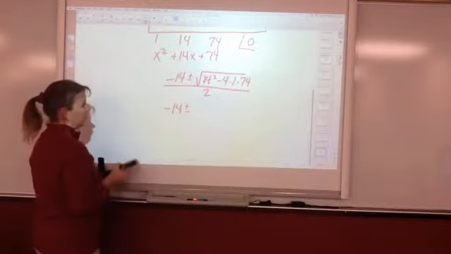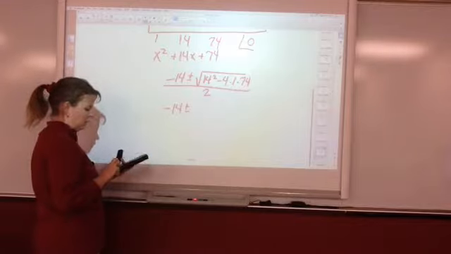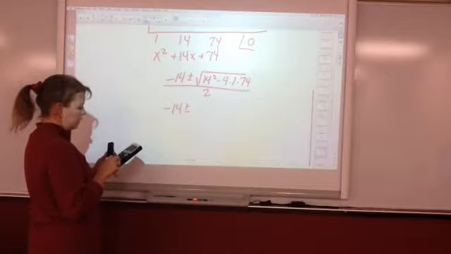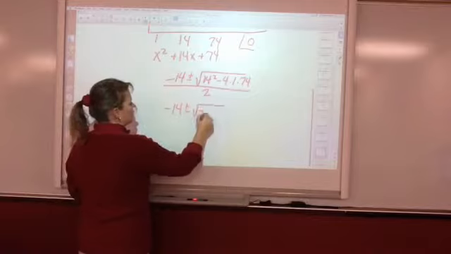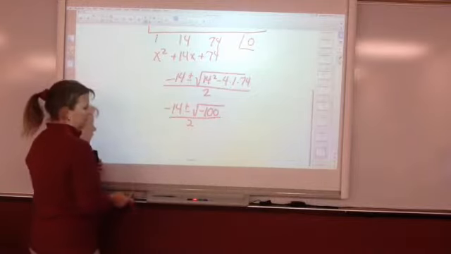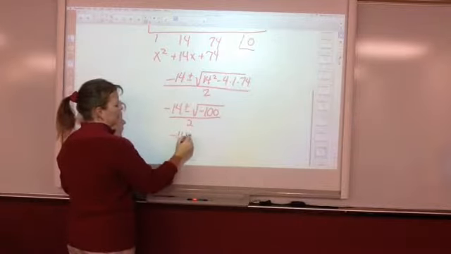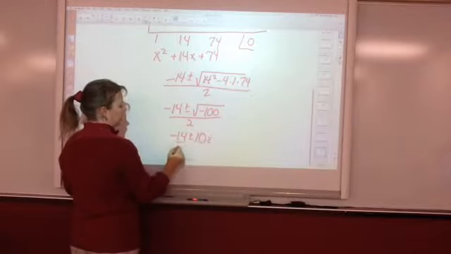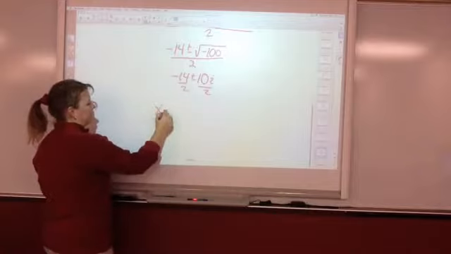There's 2. I'm going to calculate 14 squared minus 4 times 1 times 74. Get -100. That's a nice number to work with. Square root of 100 is 10, but it's imaginary, so we need 10i. Divide each one of them by 2. Final answer for your zeros.